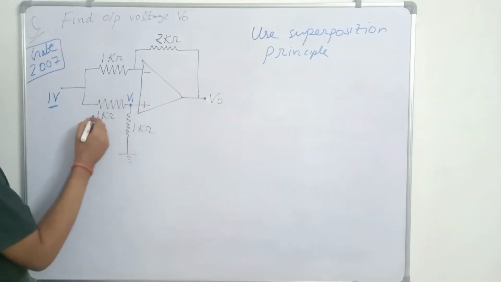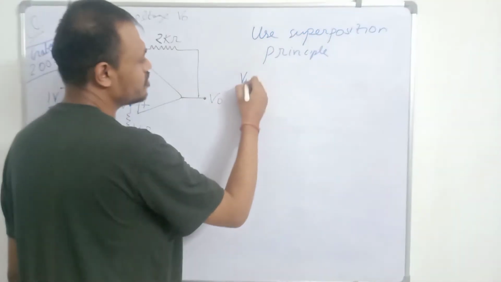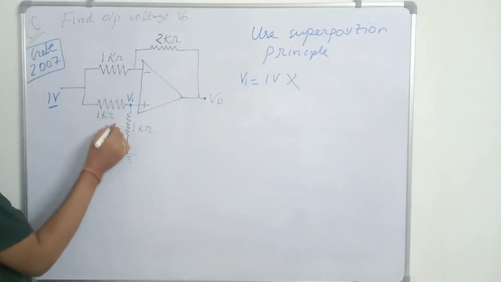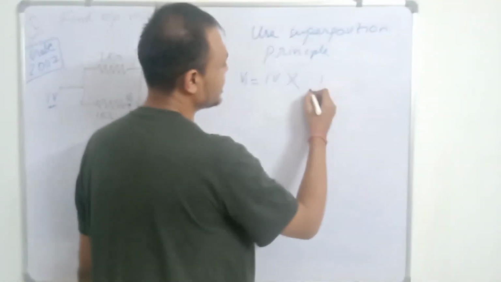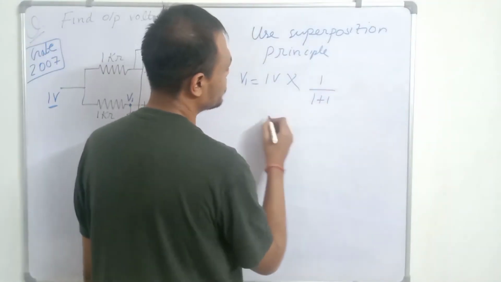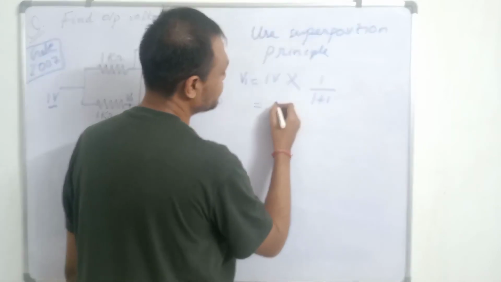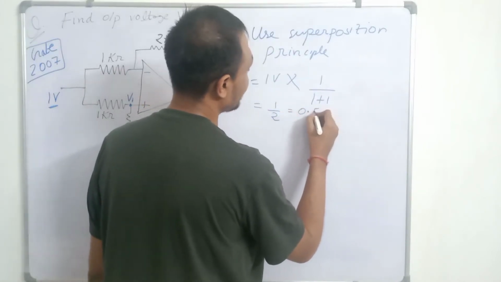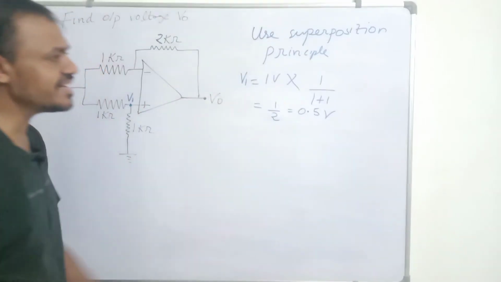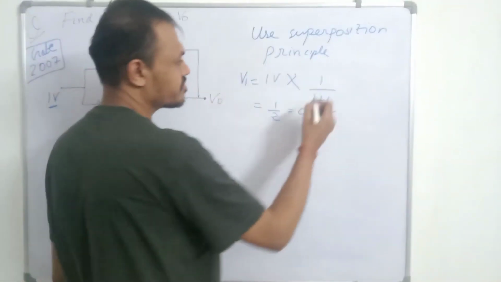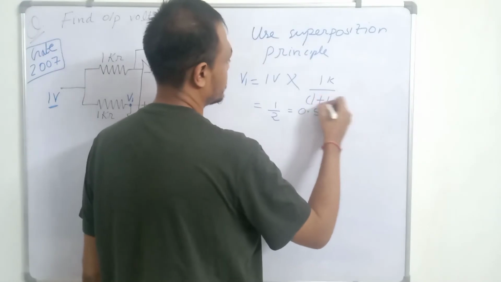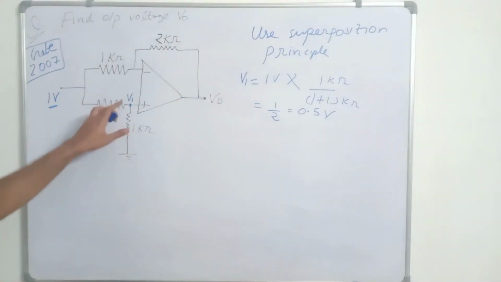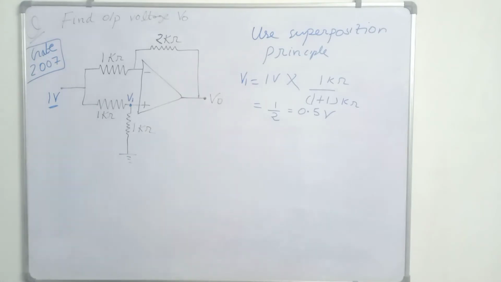So by voltage divider rule, V1 will be equal to 1 volt into 1 kilo ohm upon 1 plus 1 kilo ohm, both are 1 kilo ohm resistors. So V1 will be equal to 1 volt into 1 upon 2, which is equal to 0.5 volt. So by voltage divider rule, V1 is equal to 0.5 volt.